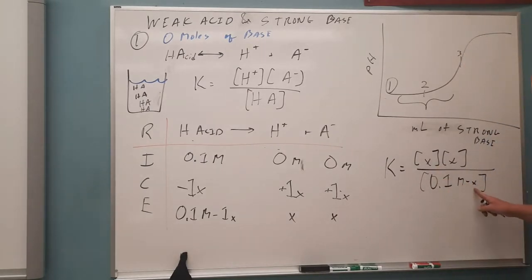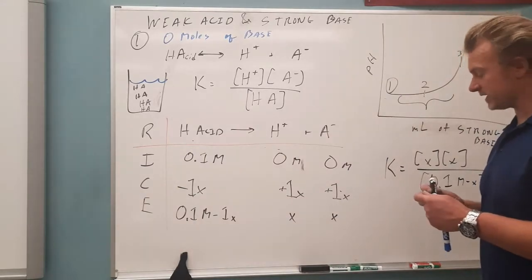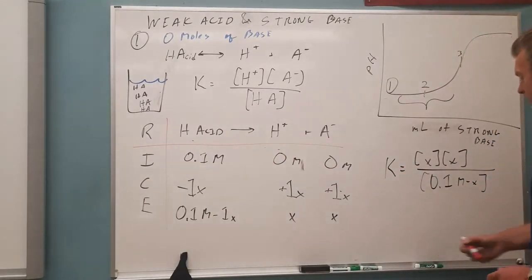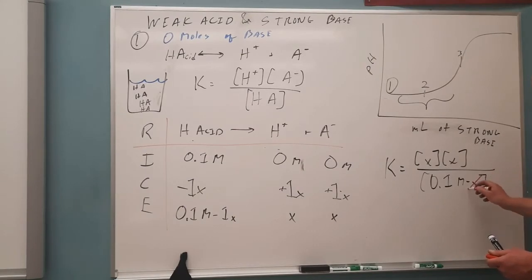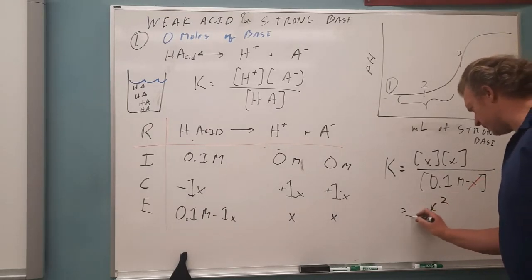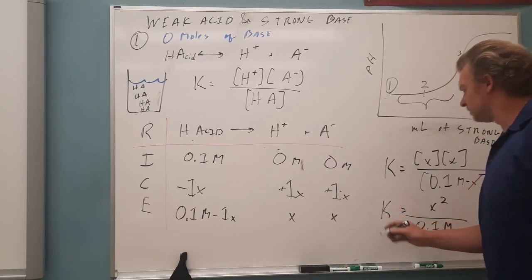We know this value will go down a little bit of X, but because we know this is a weak acid, this is going to go down a very little amount. It's going to go down an amount so small that we're going to consider it 0 and negligible right now. This equation can very much be simplified. X squared over 0.1 molarity equals K.